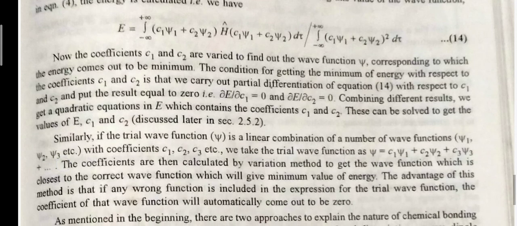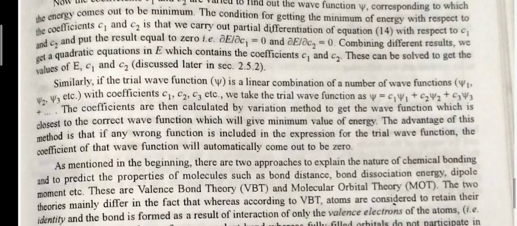Similarly, if the trial wave function is a linear combination of a number of wave functions with coefficients C1, C2, C3, etc., we take the trial wave function as psi is equal to C1 psi 1 plus C2 psi 2 plus C3 psi 3. The coefficients are then calculated by the variation method to get the wave function which is closest to the correct wave function, which will give the minimum value of energy. The advantage of this method is that if any wrong function is included in the expansion for the trial wave function, the coefficient of that wave function will automatically come out to be 0.